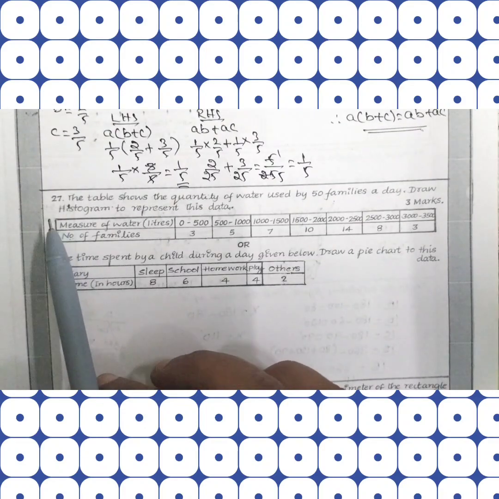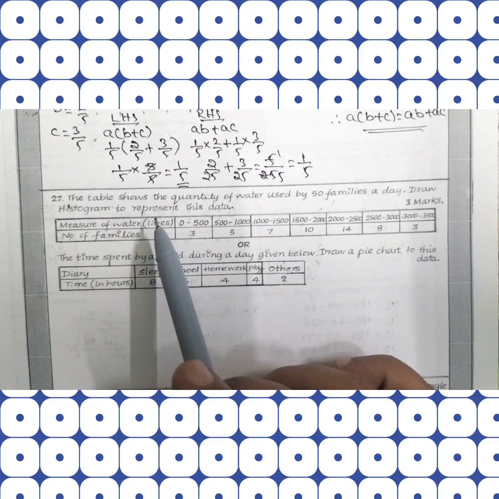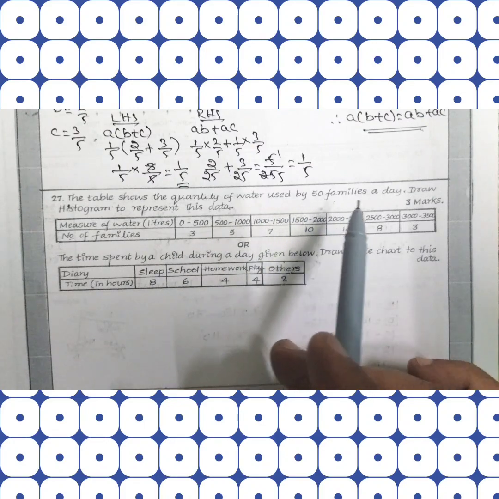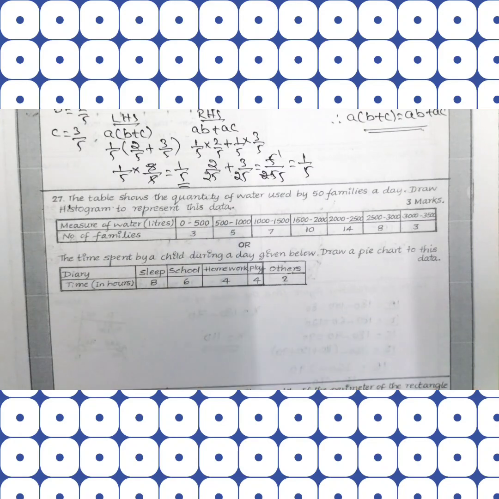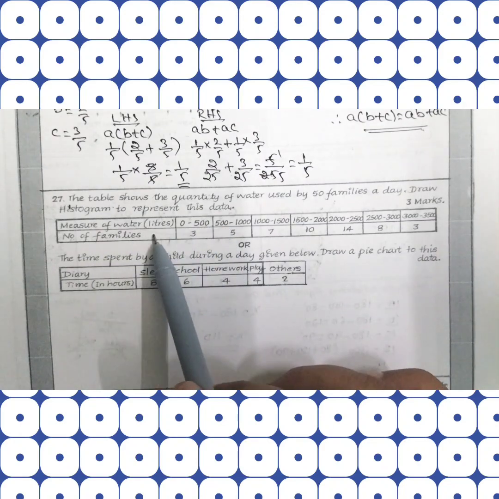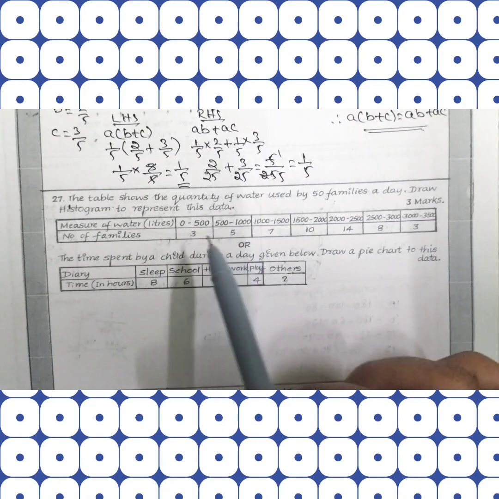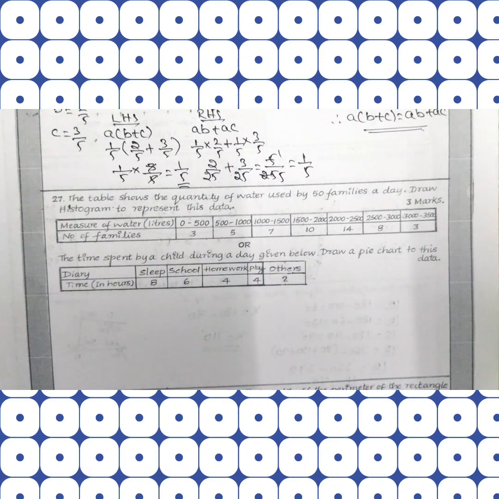Now let us move to the 27th question. The table shows the quantity of water used by 50 families in a day. Draw a histogram to represent this data. So the measure of water in liters is given. Then the number of families is given. Now let us draw the histogram for this one.